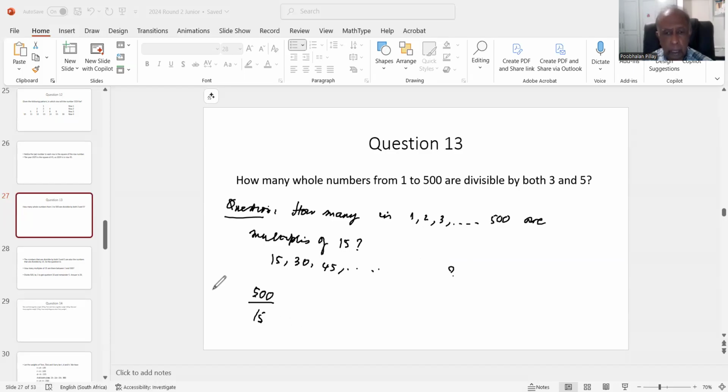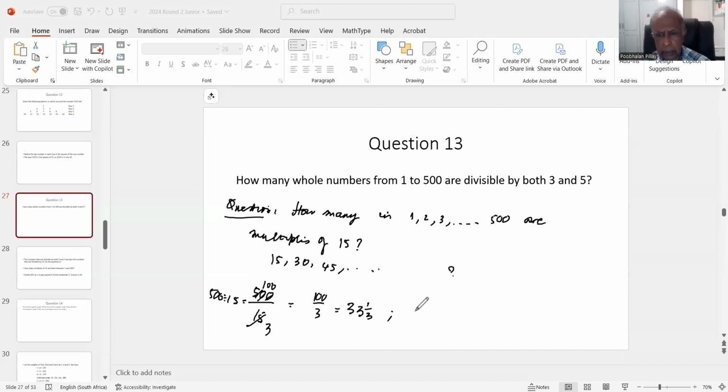So you can divide, but I like to convert to fractions because 500 divided by 15 is the same as 500 over 15. And straight away, you can cancel the 5s, and you have 100 over 3. And that is 33 and a third. All right, so it means that there are 33 15s in this.